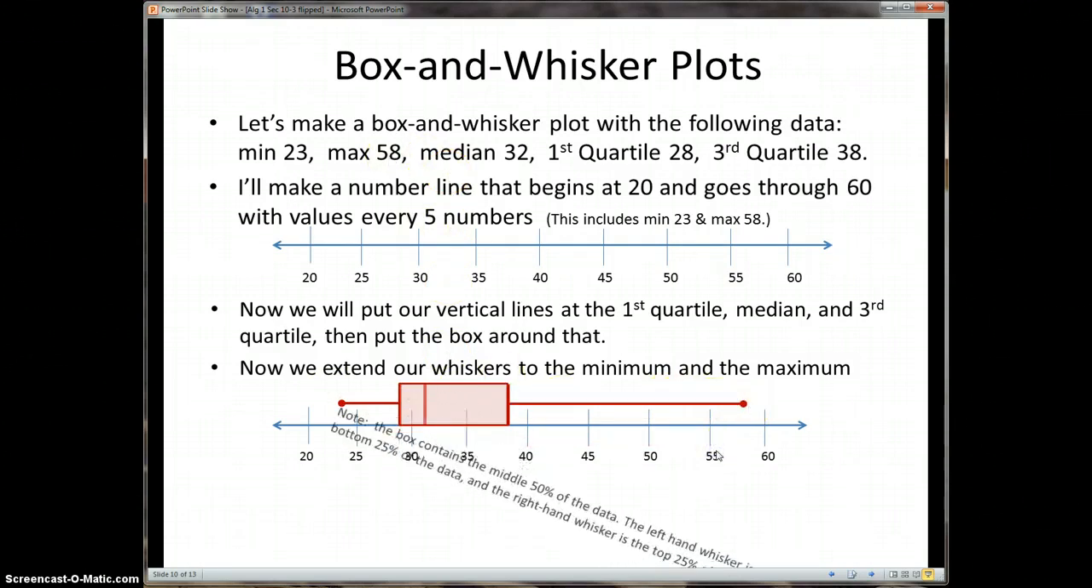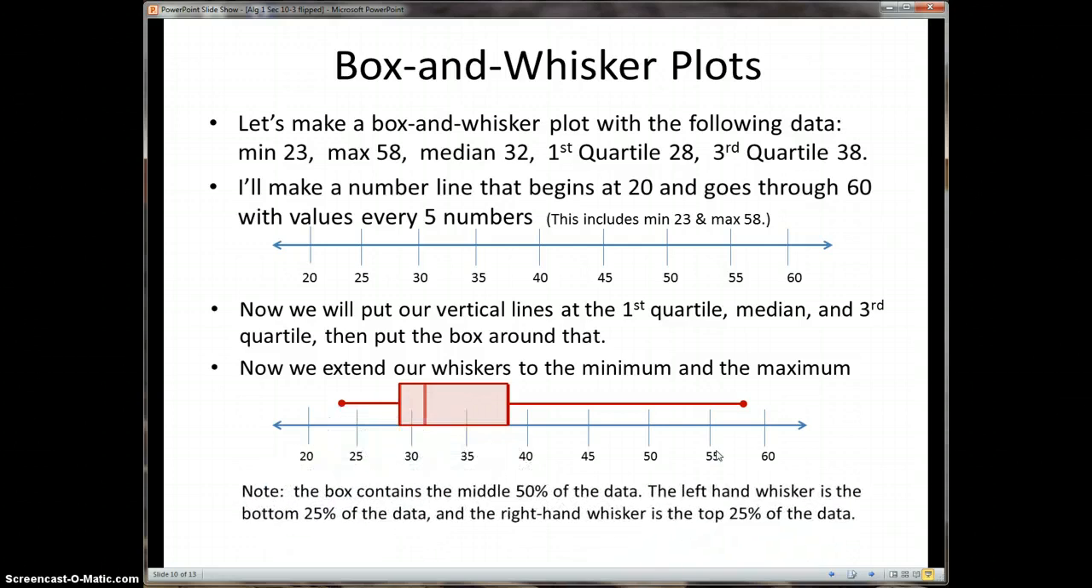Note that the box itself, half of the data, 50% of the data, is in the box. This left-hand whisker is the bottom 25% of the data. This whisker is the upper 25% of the data. And I can even tell where the middle of the data is. That part of the box only is 25%. Here's 25%. Lots you can tell from a box and whisker plot.